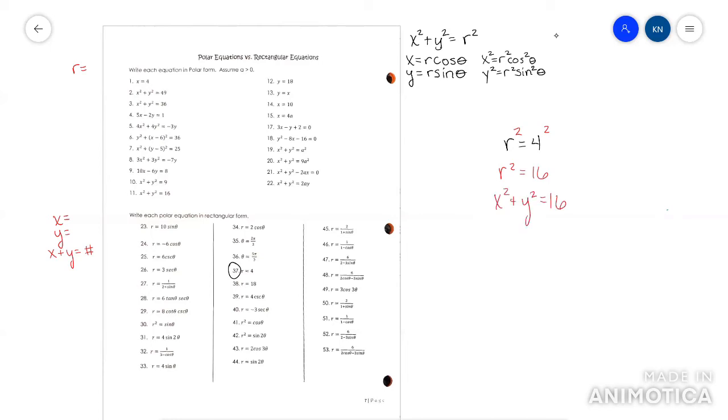And then to clean this up, you could minus the 16. Honestly, I'd probably just leave it like this, because then I know I'm looking at a circle, for example. Okay. Let's look at a couple more.